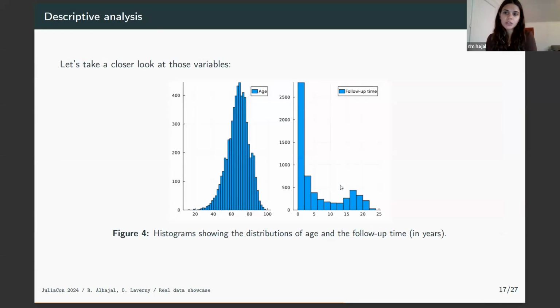So when we're dealing with any sort of data, the first thing is we're going to take a look at the variables and what they're telling us. And so here we can tell that most of the patients are aged between 60 and 80 years old. And the follow-up time, so the survival time, takes a very, very quick dip. So within the first 5 years, most patients are passing away.